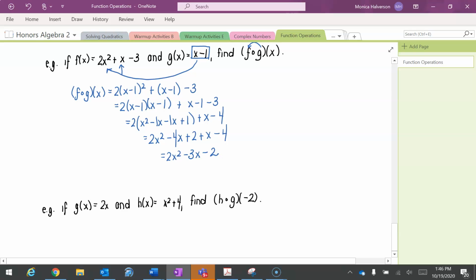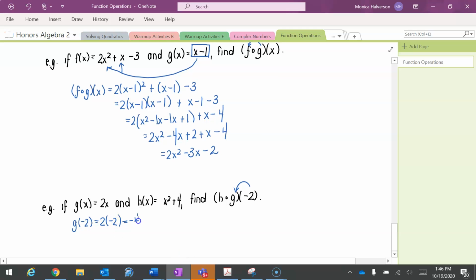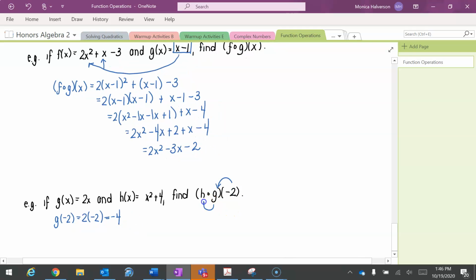All right. For the next one, we're going to plug in negative 2 into g first. So g of negative 2 is equal to 2 times negative 2. Then that equals negative 4. We're then going to plug that value into h. So h of negative 4 is equal to negative 4 squared plus 4. Negative 4 squared is 16. 16 plus 4 equals 20. And that would be your final answer.